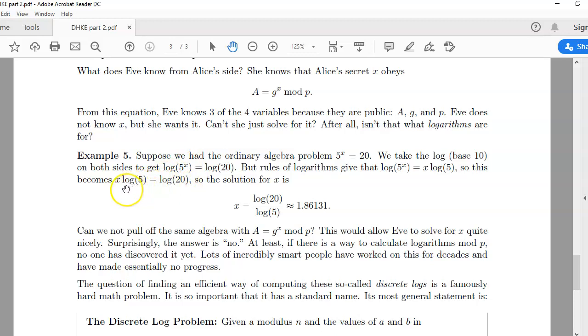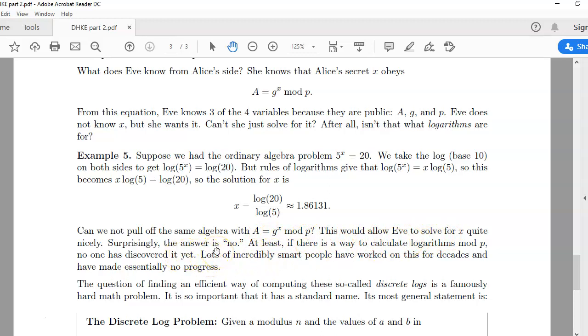So I can divide both sides by log 5 and get a solution. I just solve for x. X must be log 20 over log 5. And if you work it out, you get that x is about 1.86131. So the question is, can't Eve pull the same thing off with A being G to the X mod P? That would let Eve solve for x pretty easily, and amazingly the answer is no.